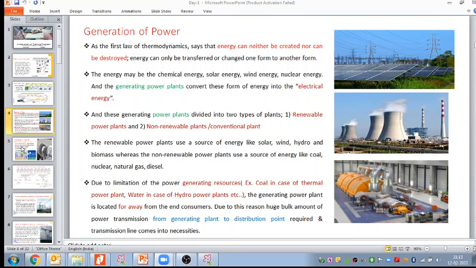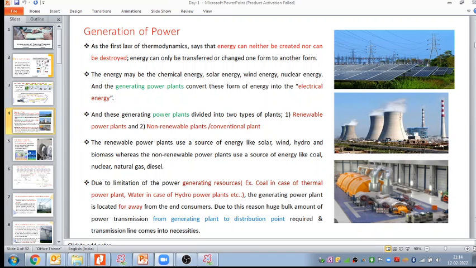So what is the generating voltage? How much voltage do we generate with the help of this power plant? This is one snapshot of a thermal power plant. So how much voltage do we generate? What is my generating voltage?